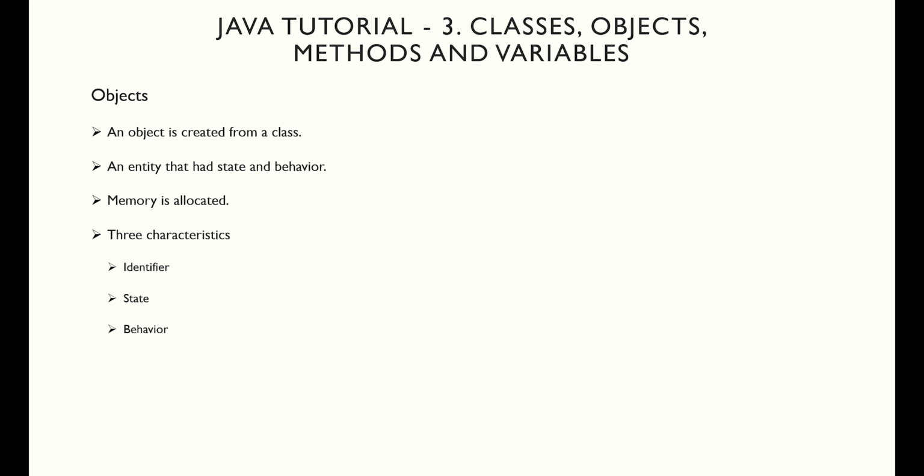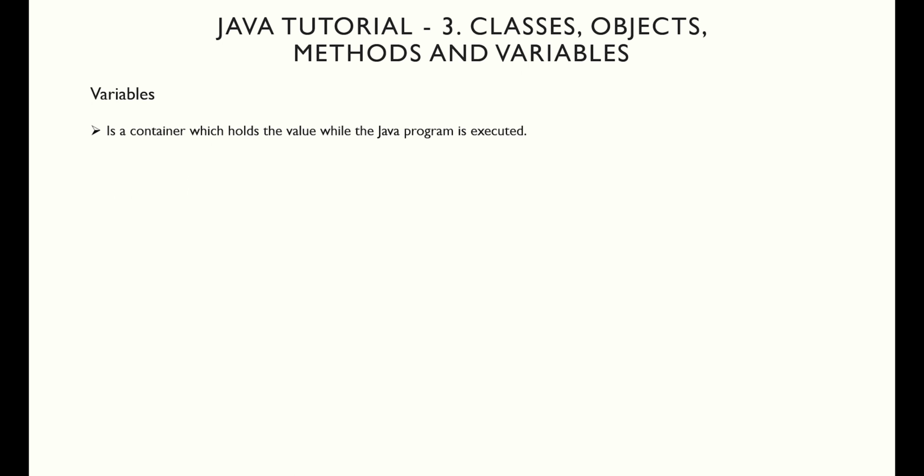How do we define the state in Java? The state is defined by a group or collection of variables in Java. Variables. What are variables? A variable is a container which holds the value while the Java program is executed. It provides us with named storage that can be used to manipulate data or use value in our programs.